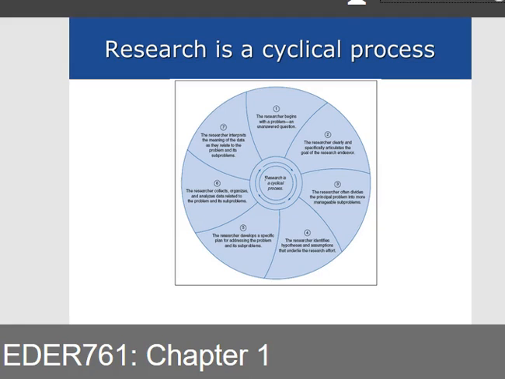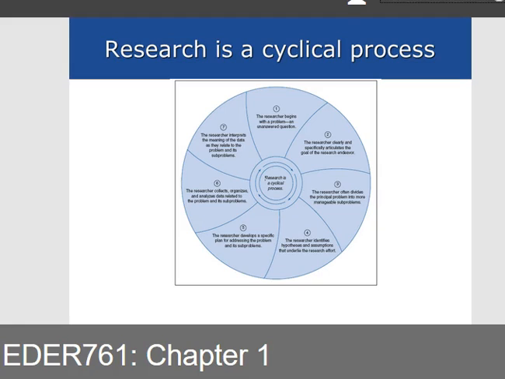Here is the research cycle, and this is also on page 3 of your textbook if you want to follow along. And this is something that you're all going to be participating in. You will begin with a research problem, an unanswered question. The researcher clearly and specifically articulates the goal of the research endeavor. The researcher then divides the principal problem into manageable subproblems. The researcher identifies hypotheses and assumptions that underlie the research effort. The researcher develops a specific plan for addressing the problem and its subproblems. The researcher then collects, organizes, and analyzes data related to the problem and its subproblems. And the researcher interprets the meaning of the data as they relate to the problem and its subproblems.